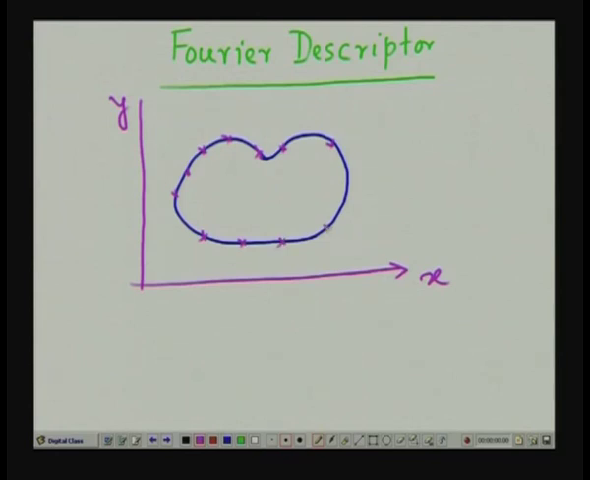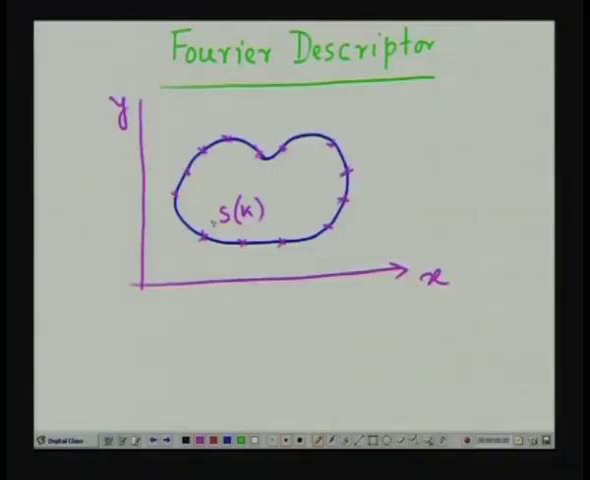So, what is this boundary? This boundary is actually a set of points, and let us represent a particular point by sk. So, this boundary is nothing but a sequence of such points sk in our discrete two dimensional space x y. This sk in two dimensions will have coordinates given by xk and yk.